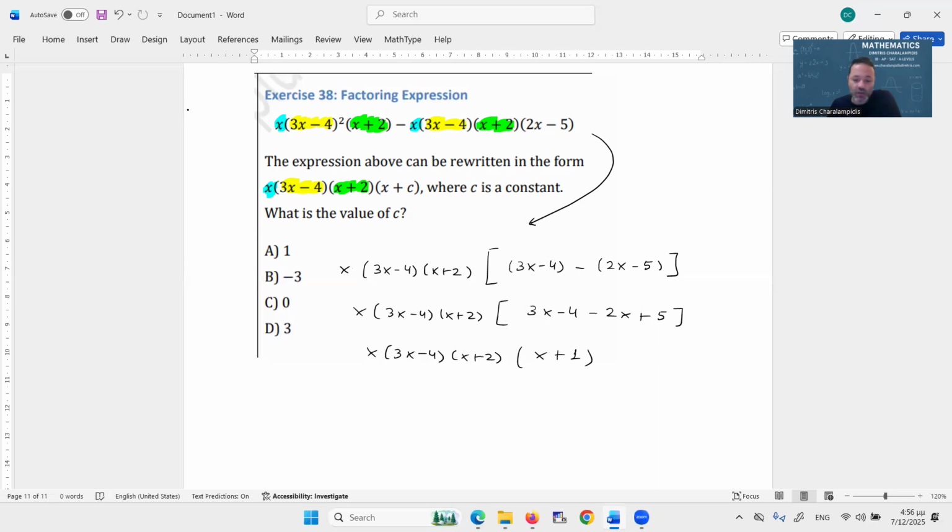We were told that we can write it as x plus c. We managed to write it as x plus 1. So this means that c is 1, which makes A the right choice for this exercise.